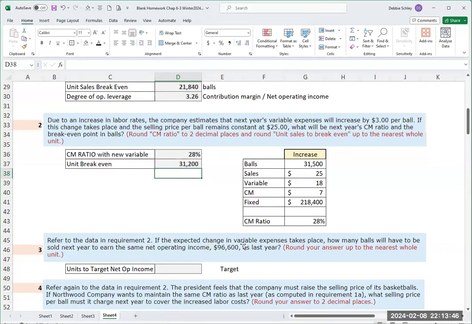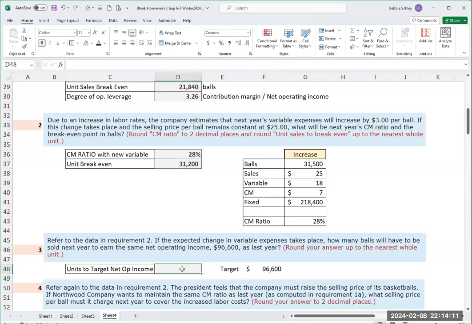Okay. So they want me to refer to the data in requirement 2. If the expected change in variable expenses takes place, how many balls will have to be sold next year to earn the same net operating income of 96,600 as last year? So that's my target profit, right? 96,600. And they want units.